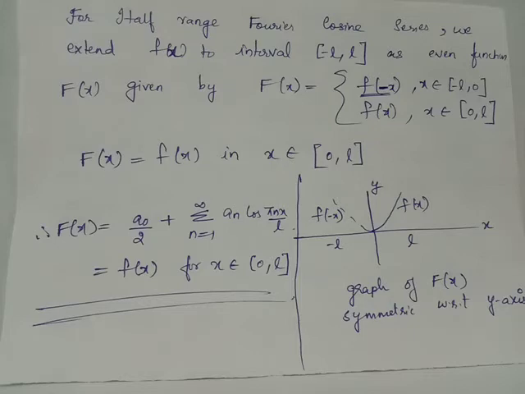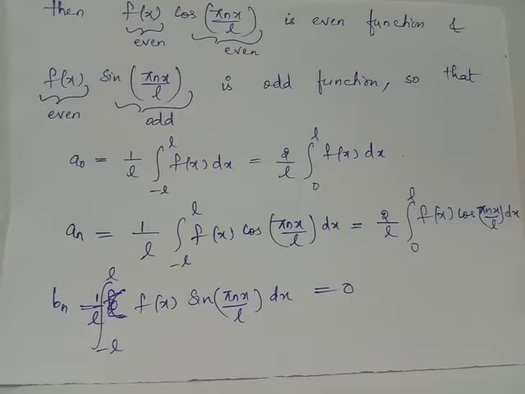Since we have Fourier coefficients Bn equals 0, we will have Fourier series expansion given by capital F of x equals a0 by 2 plus summation n ranges from 1 to infinity an cos pi n x by L, and this will coincide with f of x for the range x belongs to 0, L. While we define half-range cosine series, we will have a0 equals 1 by L integral minus L to L f of x dx. Since we have defined f of x as an even function, we can replace integral minus L to L f of x dx as 2 times integral 0 to L f of x dx. Thus, we will get this expression for Fourier coefficient a0.